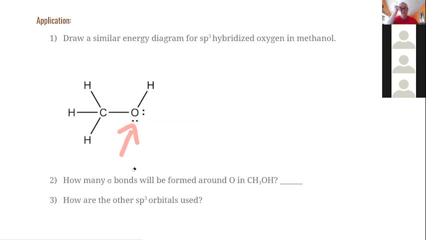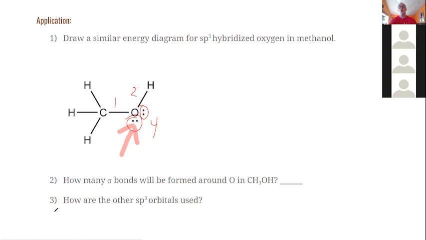Could you repeat the question again? How many regions of electron density are around that oxygen? There's four. Four, right. There's a bond here, and there's a bond there, and there's a lone pair here, and a lone pair there for a total of four.